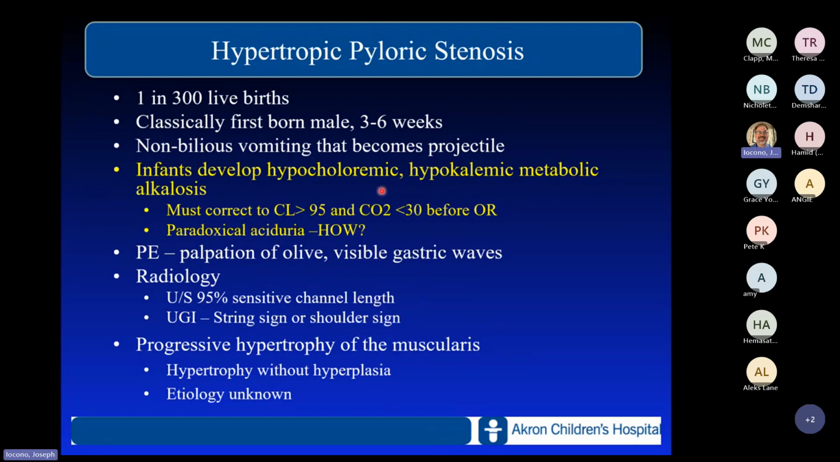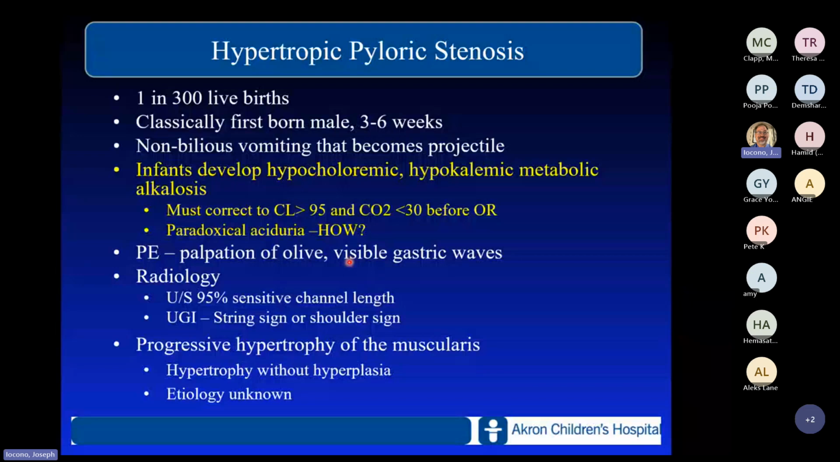You have to correct that alkalosis before you go to the operating room, because you compensate for a metabolic alkalosis with a respiratory acidosis, so they have a decreased ability to breathe. And if you put them to sleep before you correct the metabolic alkalosis, they don't wake up because their drive to breathe is gone. They get paradoxical aciduria because they're so dehydrated and their sodium potassium pumps are depleted because they get hypokalemic. And then their sodium hydrogen pumps kick in to try and conserve more water, so they get paradoxical aciduria.